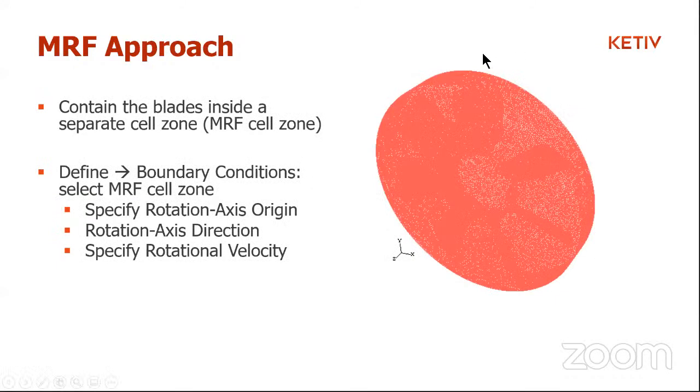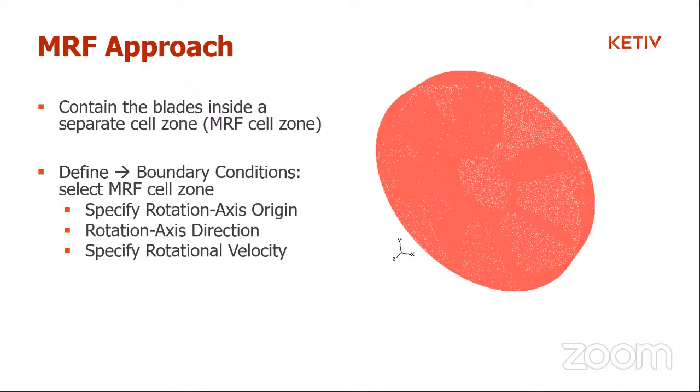So here you have an example of a moving reference frame zone. If you can make out, you have the fan blades within this particular zone. And this is very similar to the example that I'm going to be showing in the demonstration today. What you basically do is you define a zone, then you find the rotation axis origin, then you define the rotation axis direction, and then you specify a velocity. So very simple for a basic case like this, in which you have a simple rotating solid body, okay?